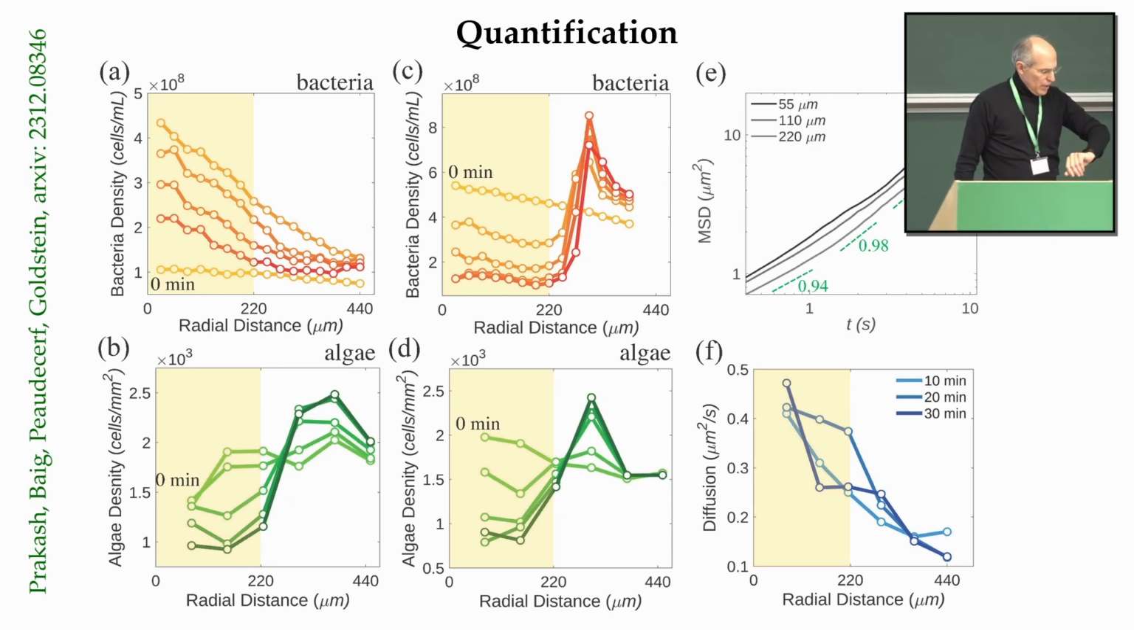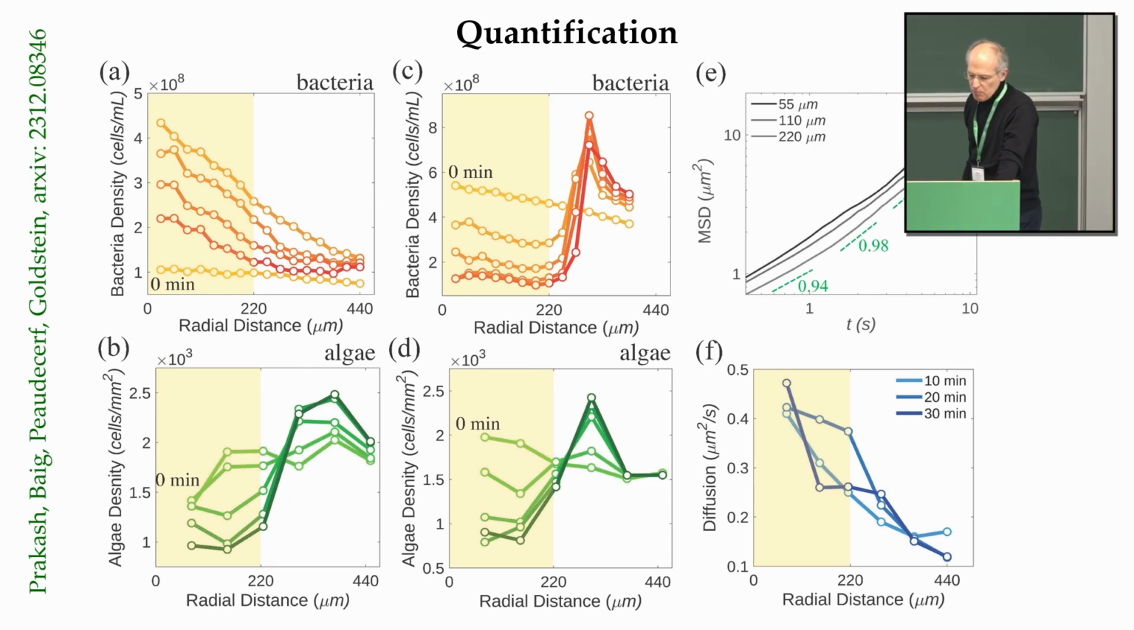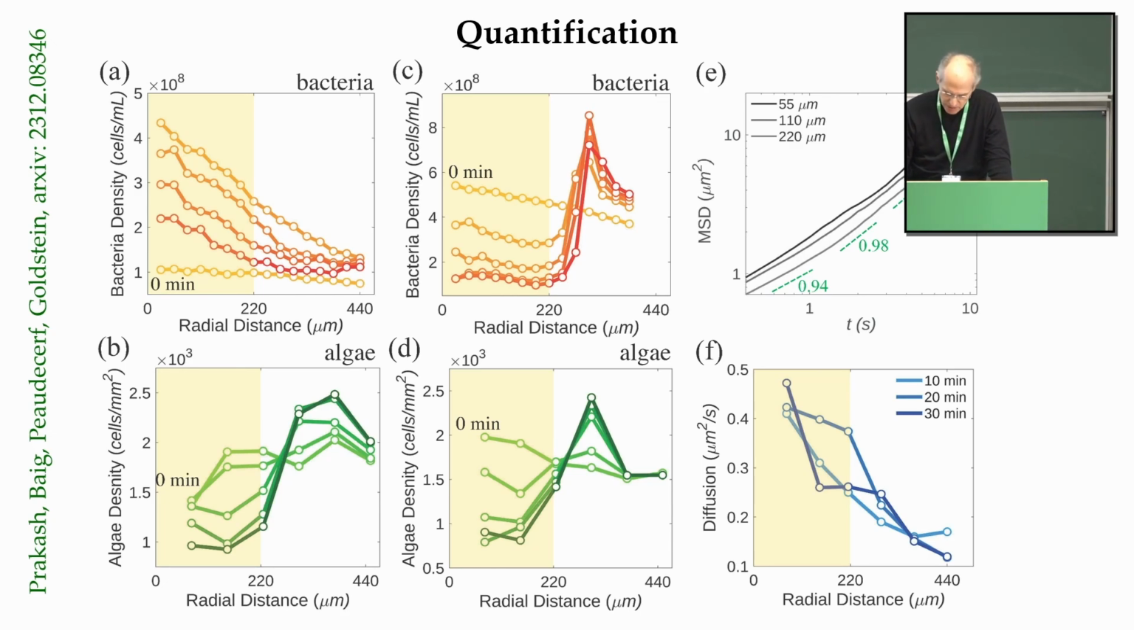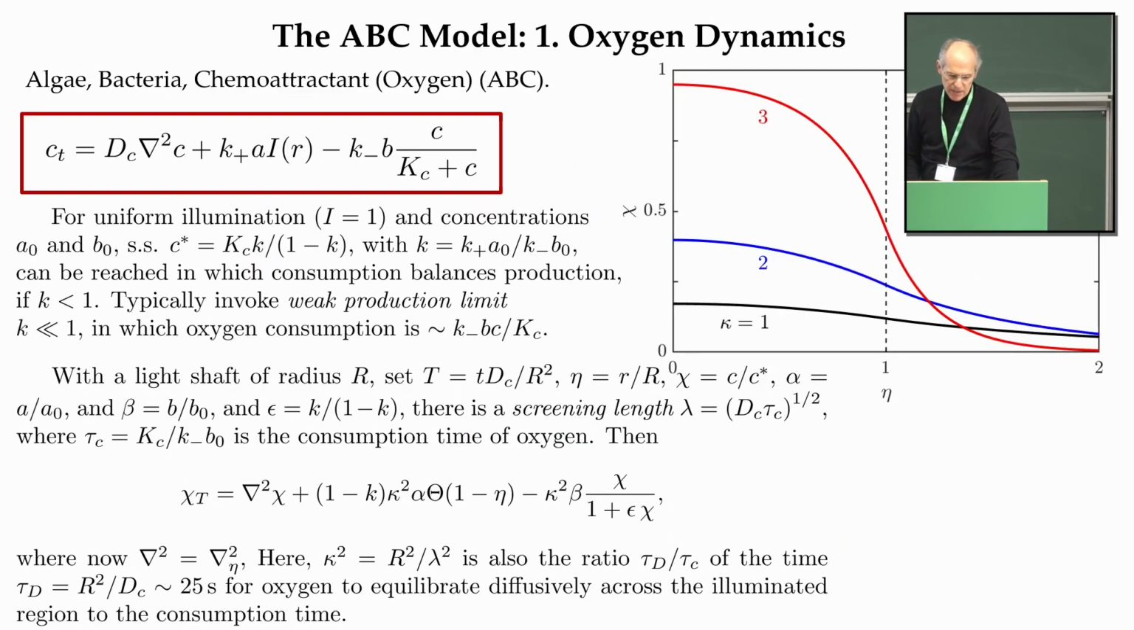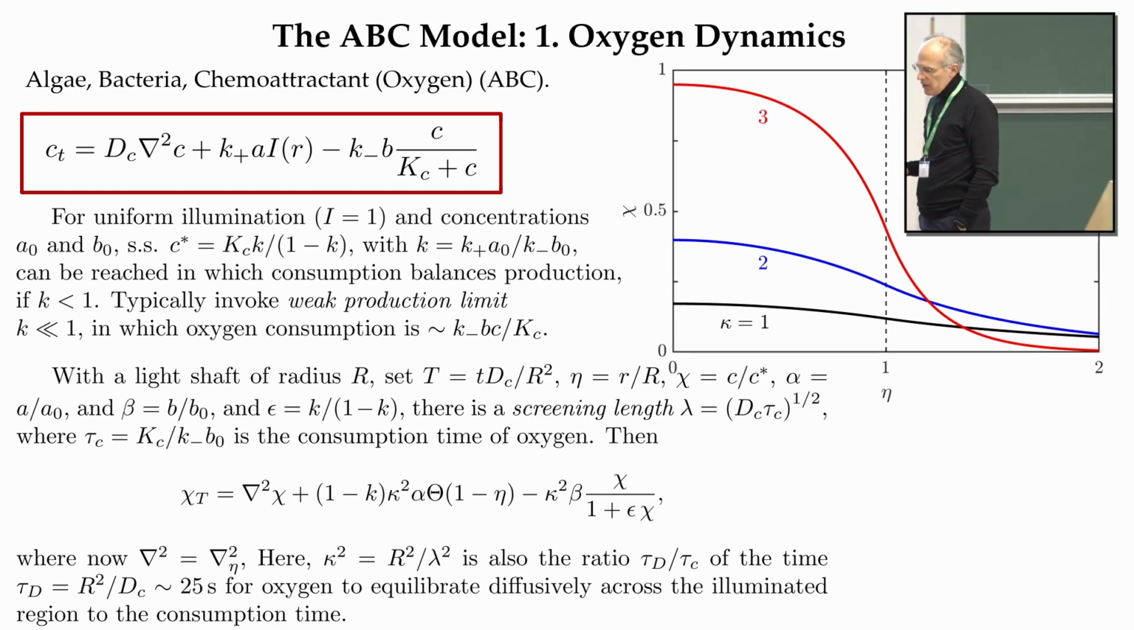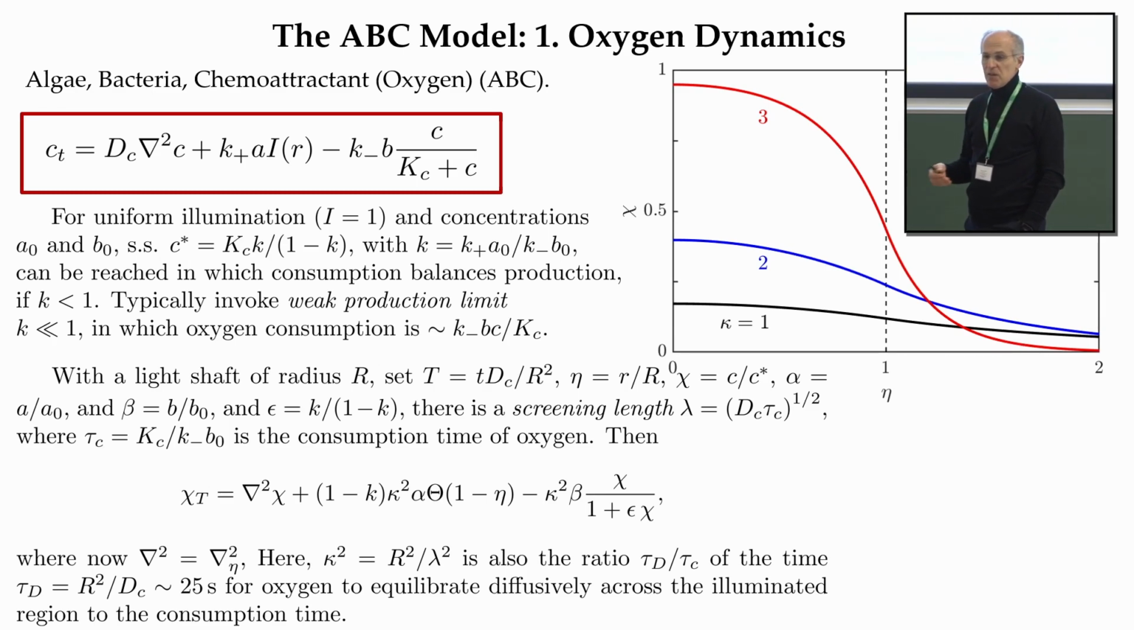Okay, so this is the basic set of observations, and we want to try to come up with some understanding of what we see. So we're going to do this in 3 stages. We're going to first ask about the oxygen dynamics, then we're going to ask about the bacterial dynamics, and then we're going to ask about the algae dynamics and try to put it all together and see what happens.